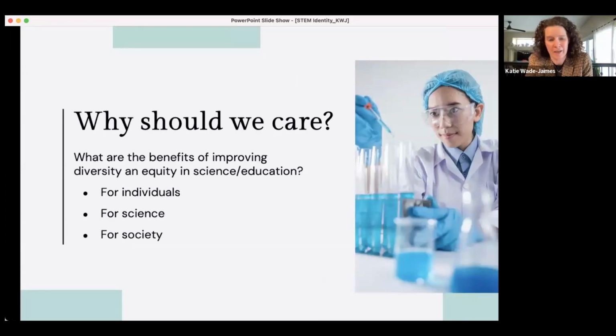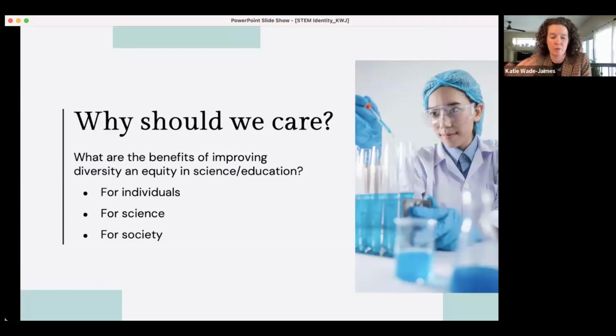So why should we care about this? There are benefits of improving diversity and equity. We talk about it all the time. We hear about it all the time. And a lot of times we think about these individualized benefits: better earning potential, a better career, things like that. And that is 100% true.